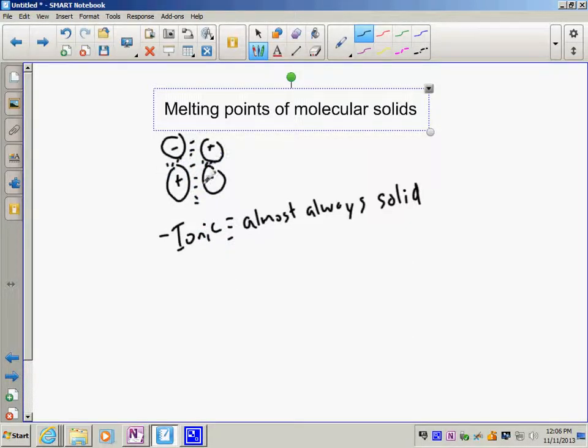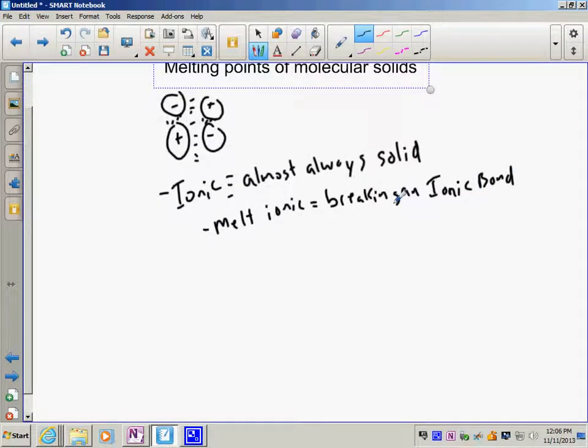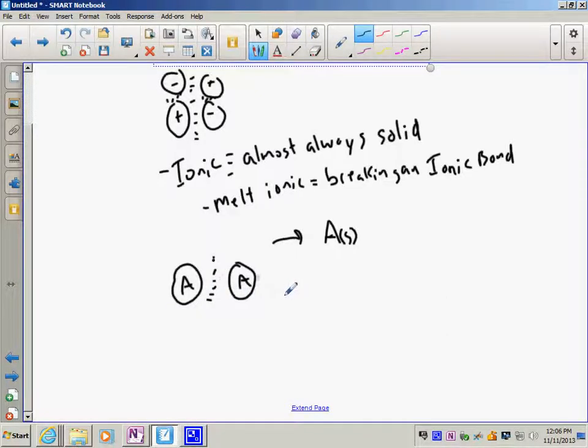When you melt an ionic compound, you're actually breaking an ionic bond. Now let's look and see how that might be different for a covalent compound. Let's just say, for example, two compounds. It could even be A, and A might be able to attract to another A to form a solid A. Now, if there is some amount of attraction between these two particles, it's not going to be a covalent bond, but if you have some amount of attraction, there is a possibility they will stick together and form a solid. If there is maybe even a small amount of attraction, then maybe they will just form a liquid. And if there's almost no attraction between these two things, well then we're going to have essentially a gas.